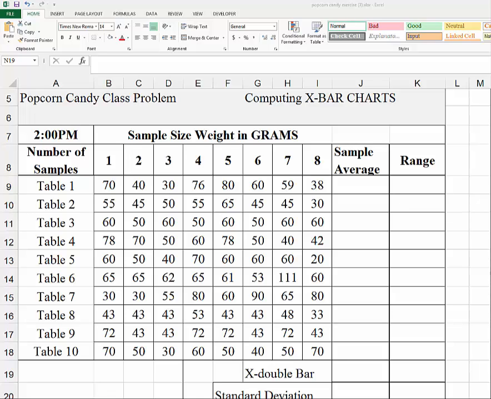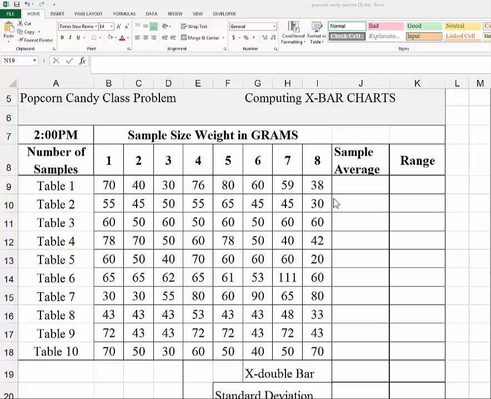Hello, the purpose of this video is to explain the variable statistical process control chart using the data that we collected in class. The data in front of you is the data from the 2 p.m. class. However, if you were in the 12:30 class, you can just as easily use that data. It doesn't really matter.